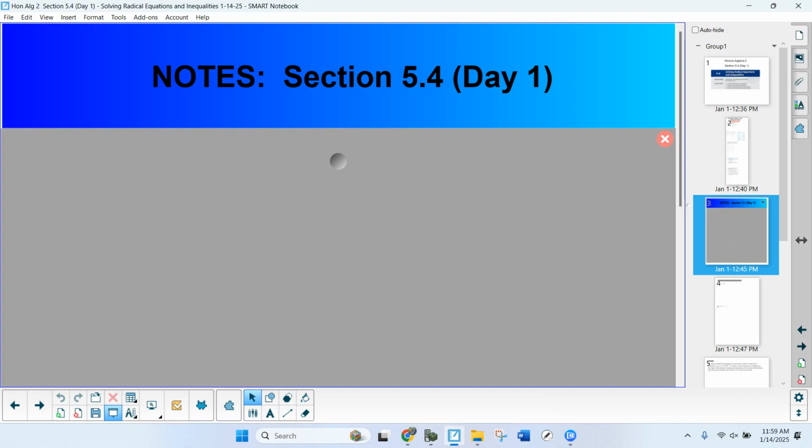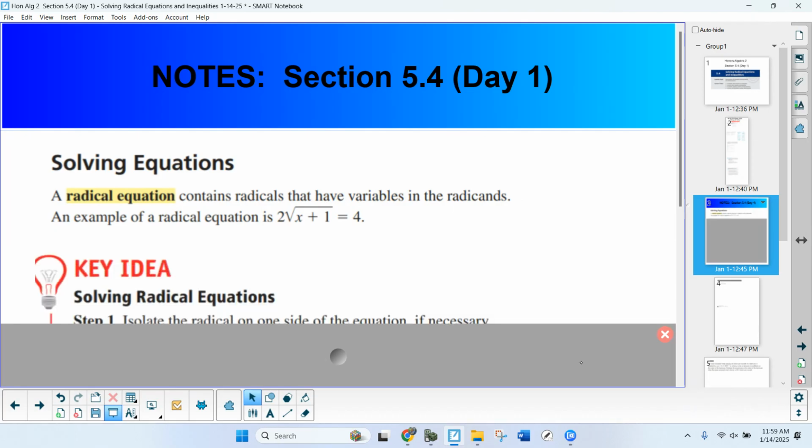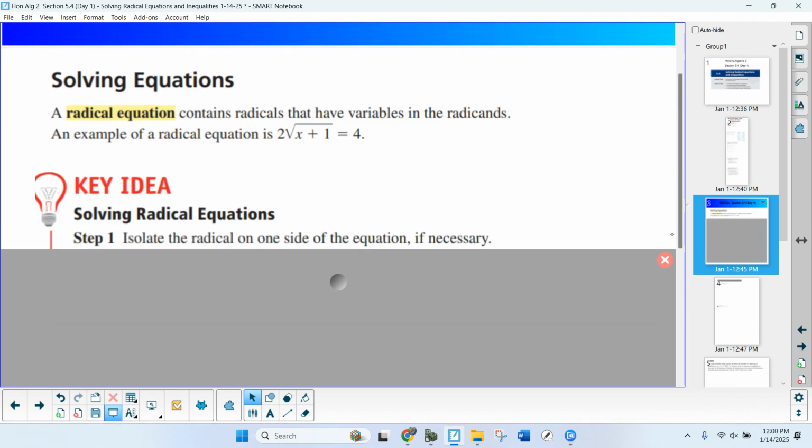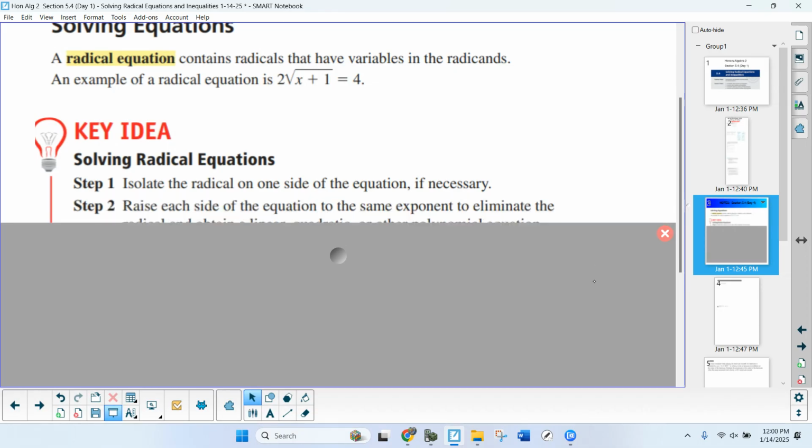Okay, so we are going to be solving a radical equation. A radical equation is an equation that contains a variable underneath the radical sign. So 2 times the square root of x plus 1 equals 4. And it says, step 1, isolate the radical on one side of the equation if you can. If you only have one radical, get the radical on one side, get everything else to the other side. That's step 1.